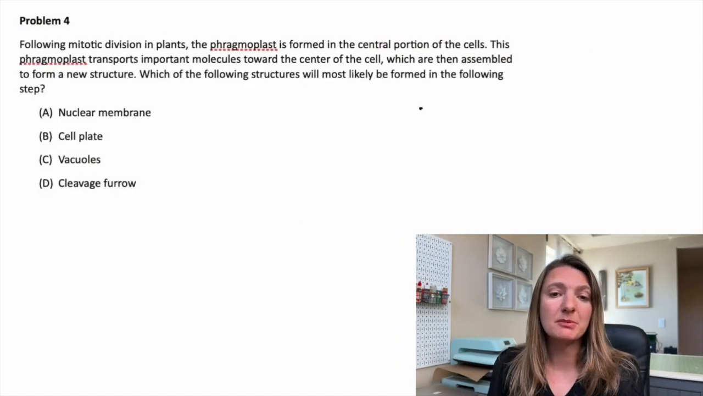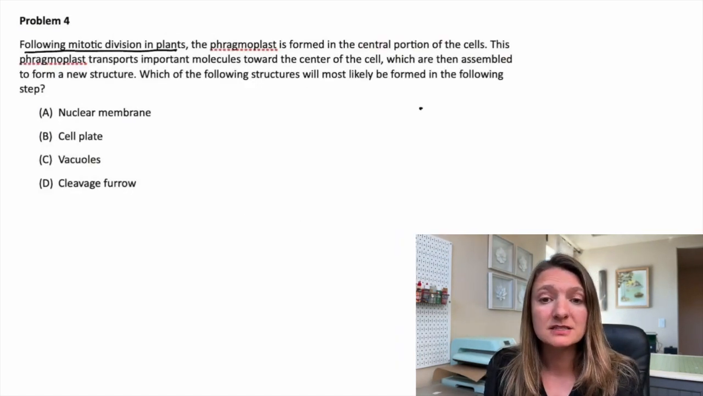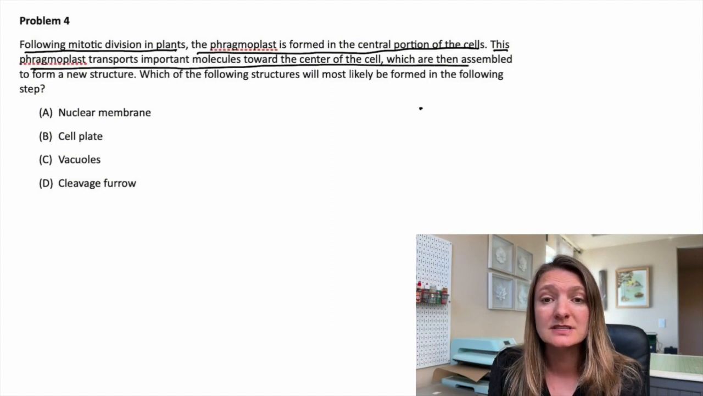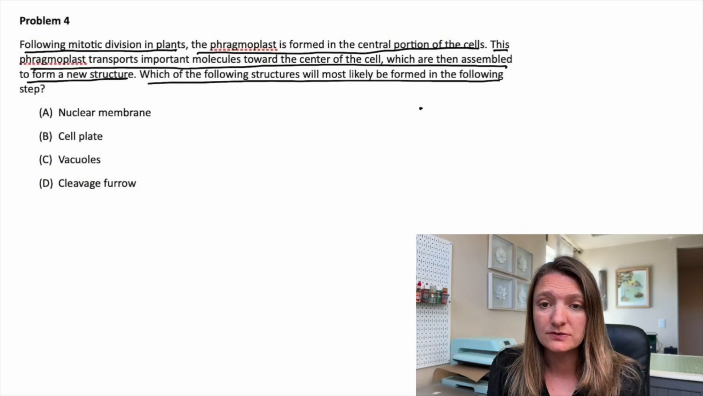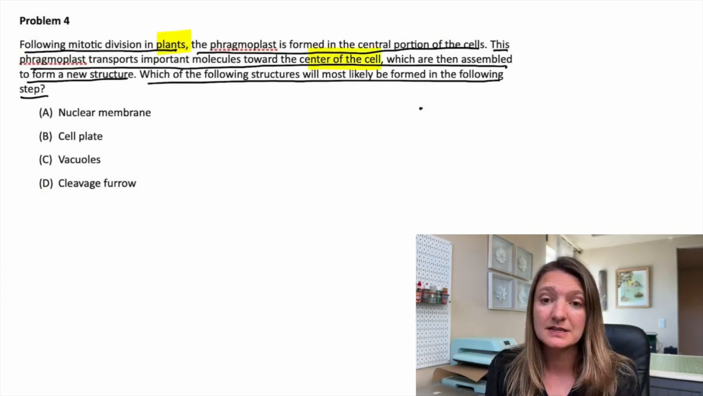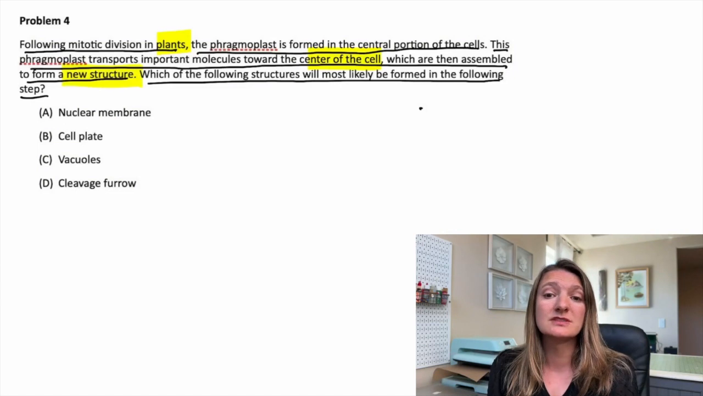Final question today, problem 4. Following mitotic division in plants, a phragmoplast is formed in the central portion of the cells. This phragmoplast transports important molecules toward the center of the cell, which are then assembled to form a new structure. Which of the following structures will most likely be formed in the following step? So some important words are the fact that this is in plants, not in animal cells, and we are moving things toward the center of the cell and forming that new structure.